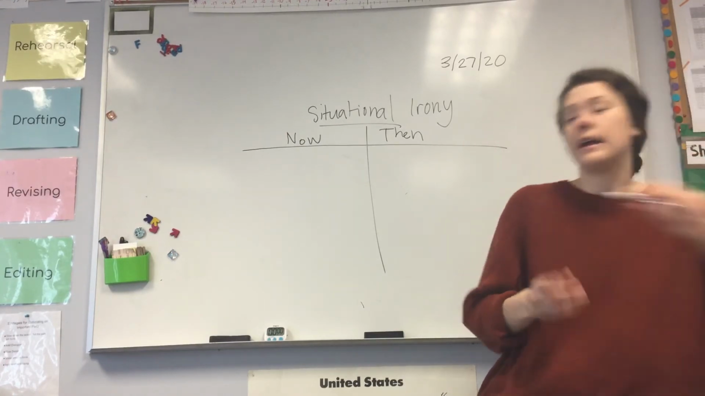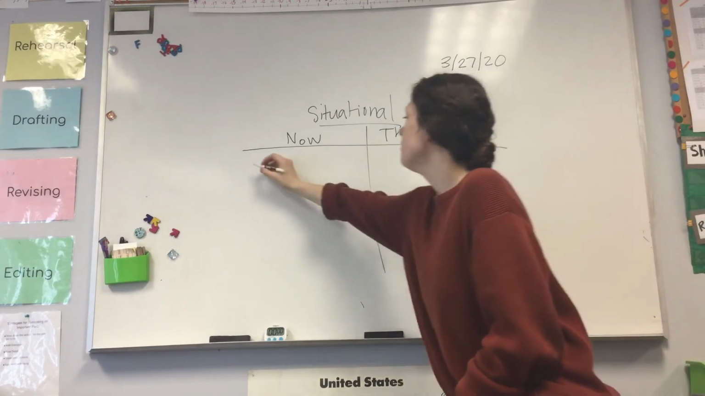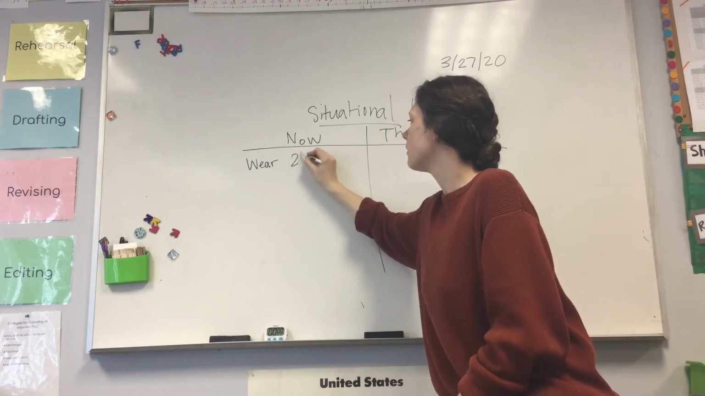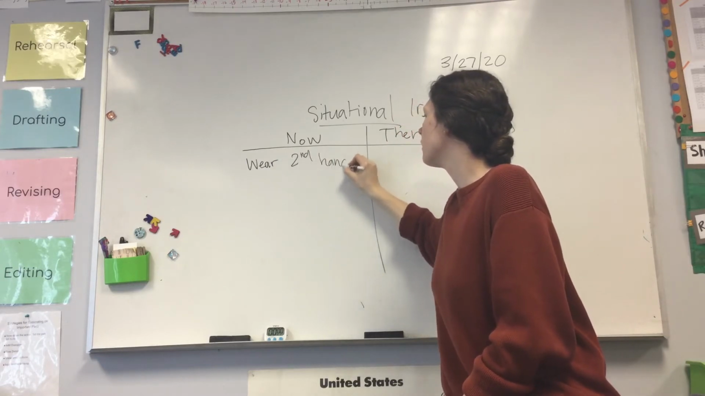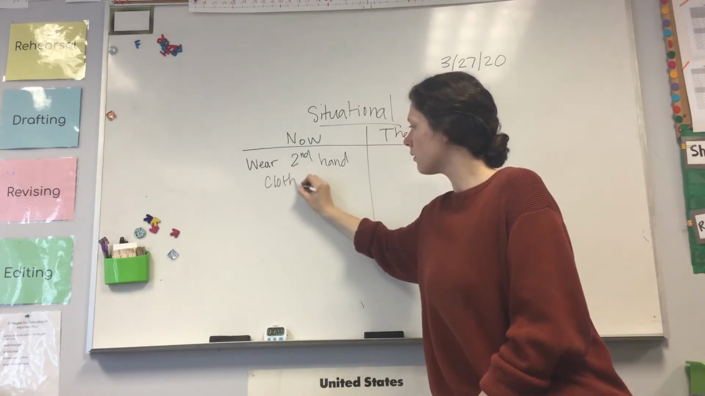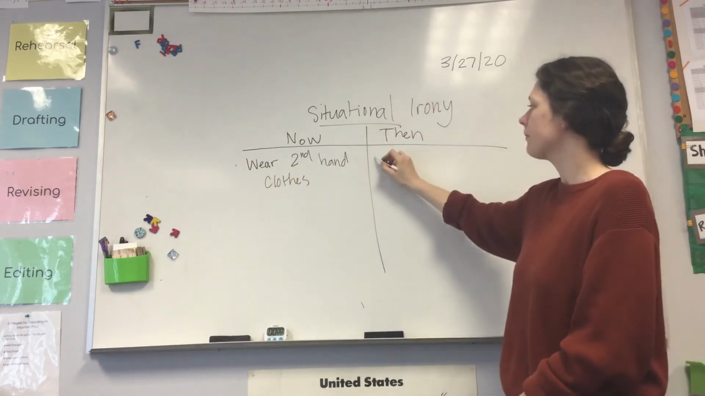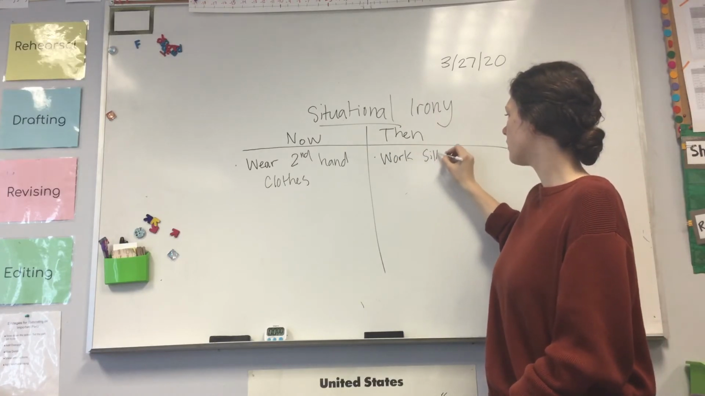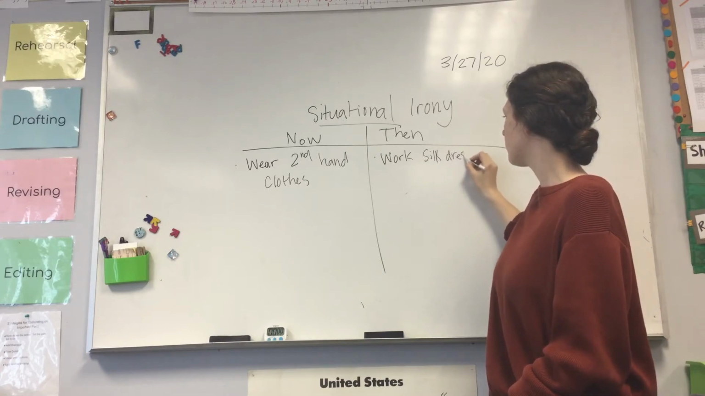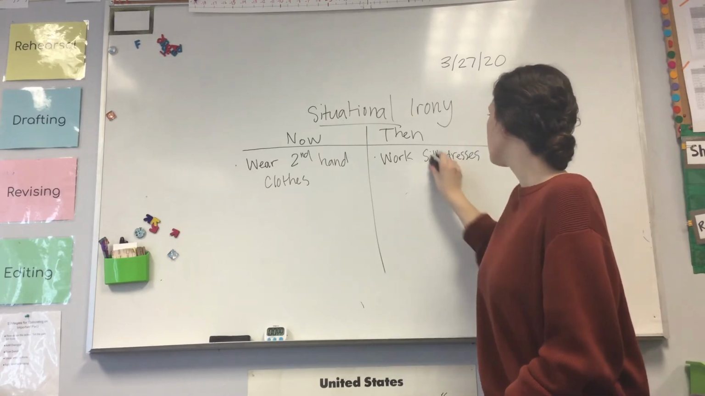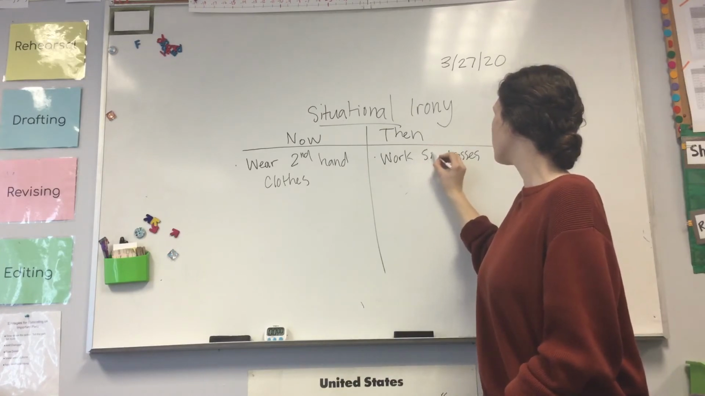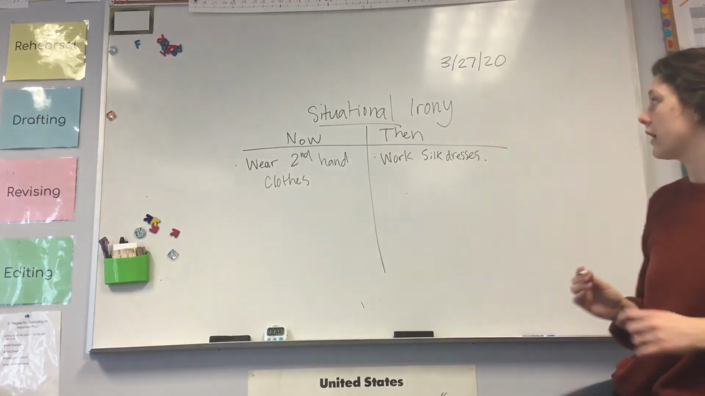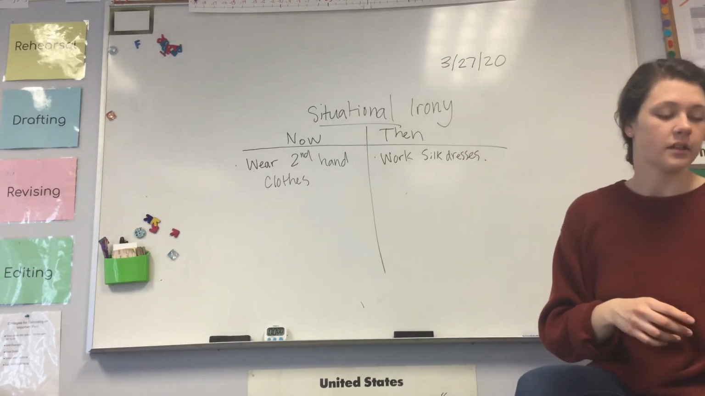So we would go ahead and write, now she's wearing secondhand clothes. Remember, they're from the poor box. And then Esperanza wore silk dresses. Go ahead and pause if you need to finish writing that down, and we're going to keep reading on page 66.